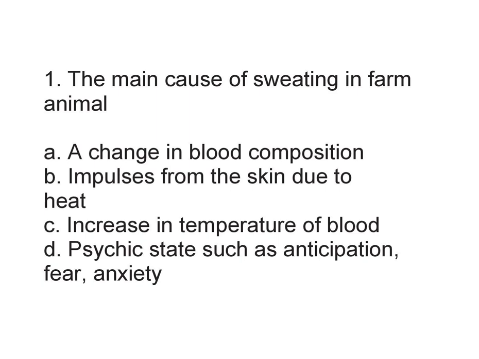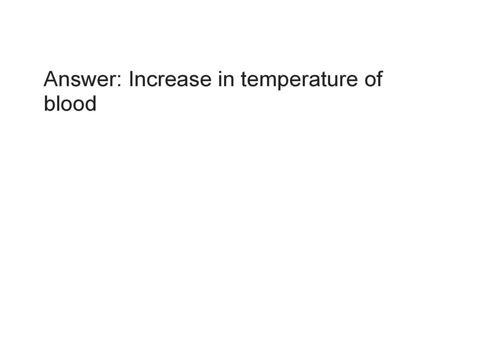Number 1. The main cause of sweating in farm animal. A. A change in blood composition. B. Impulses from the skin due to heat. C. Increase in temperature of blood. Or D. Psychic states such as anticipation, fear, anxiety. The answer is increase in temperature of blood.